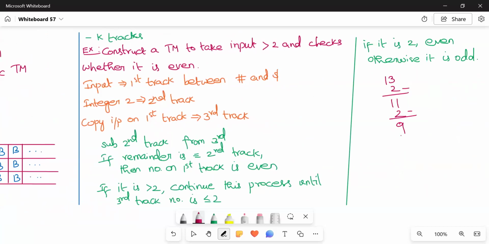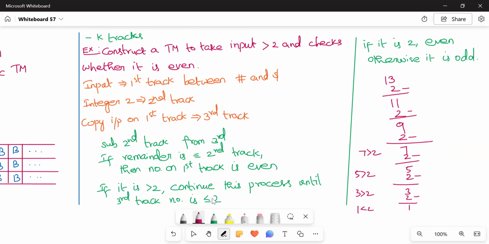Then here also the number is greater than 2. Subtract this, and we get 7. 7 is also greater than 2, so again subtract 2 from this number. So 5, again 5 is greater than 2. So again subtract 2 from this number, and we get 3. 3 is greater than 2, so again subtract. Now we are getting 1. 1 is actually less than 2.